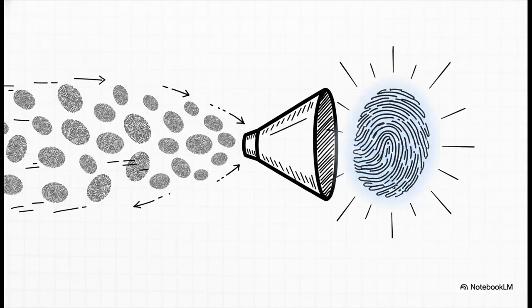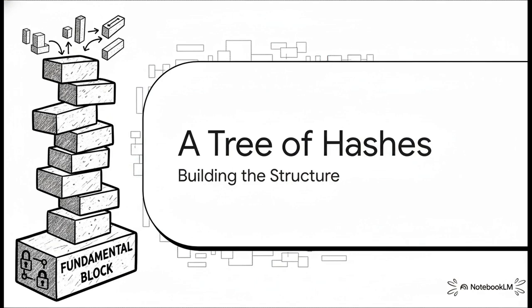Well, here's the beautiful core idea. Instead of juggling thousands of these individual digital fingerprints, what if we could cryptographically roll them all up into one single master fingerprint? Just one piece of data that represents the entire collection. This is the elegant solution to our crazy cost problem. So let's pull back the curtain and see exactly how this works. We're going to build this thing from the ground up, and it all starts with one of the most fundamental building blocks in all of cryptography.